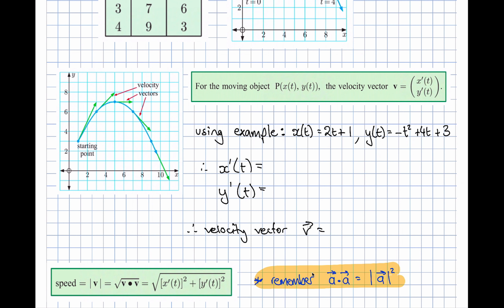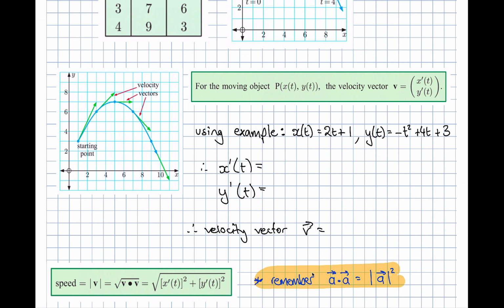The velocity vector we can find by doing the derivatives of the x, because remember that x with respect to t is the displacement, the position in the x at different times. So the derivative of that is going to give the velocity in the x.